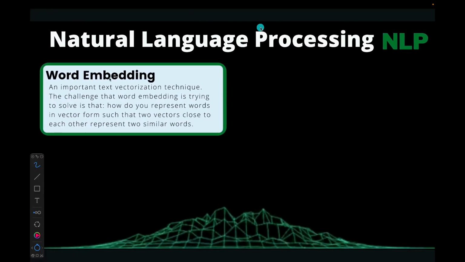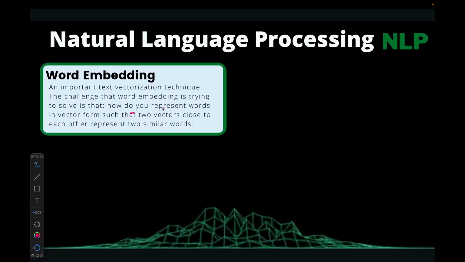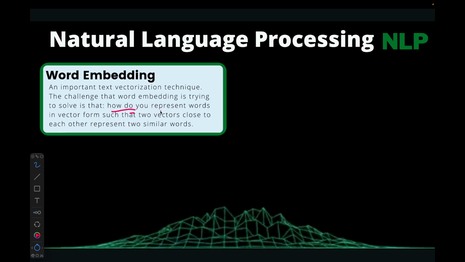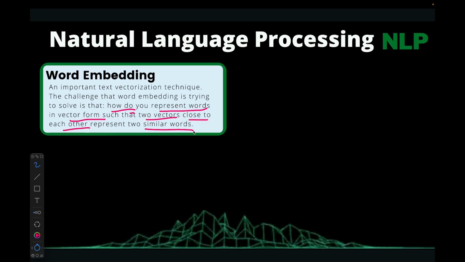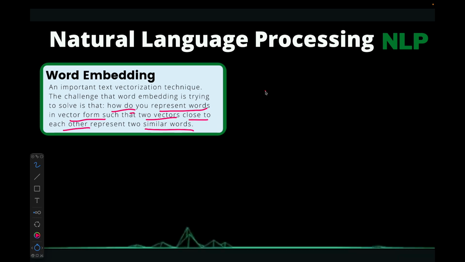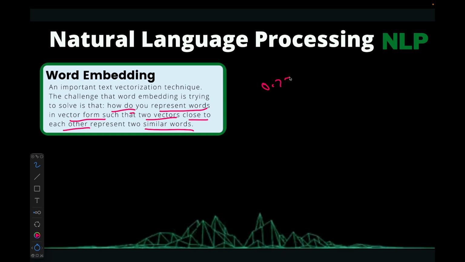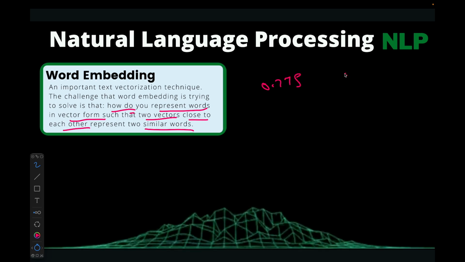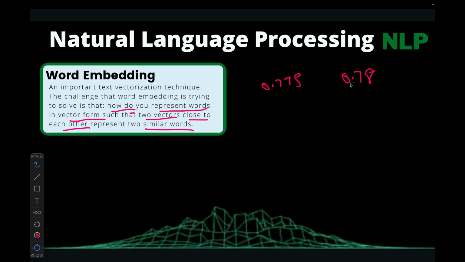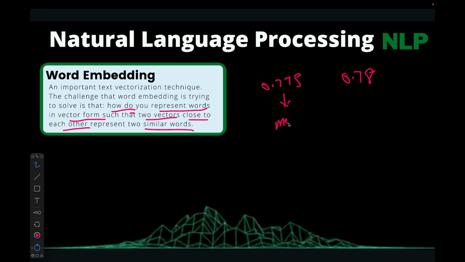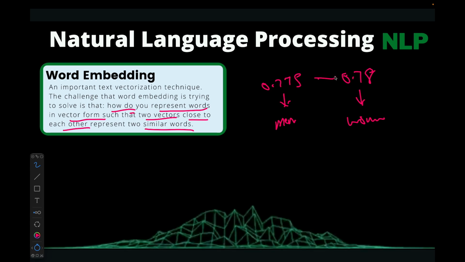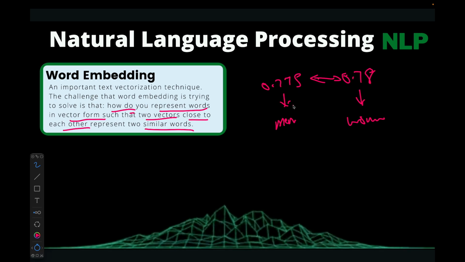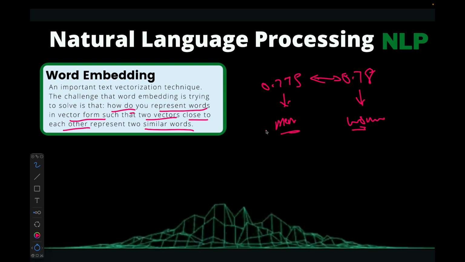Okay. So now, as we talked about earlier, what word embedding is trying to do is figure out how we can represent words in a vector form such that two vectors close to each other represent two similar words. For instance, if you have a vector like 0.775, and another vector like 0.78, and this vector represents, say, man, and this one represents, let's say, woman. You see 0.775 is very close to 0.78, and they should represent something that are very close.